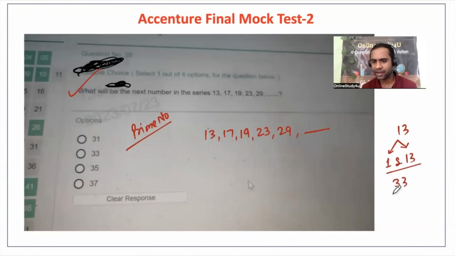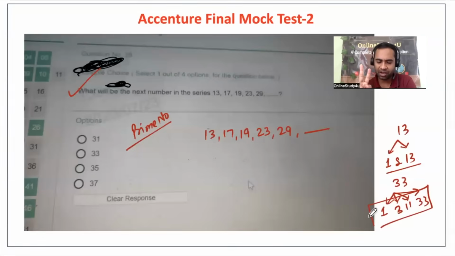But if we take 33, 33 is not a prime number. It is divisible by 1, by 3, by 11, and by 33, right? So it is divisible by 4 numbers. But a prime number should be divisible by only 2 numbers: one is 1 and the other is itself.